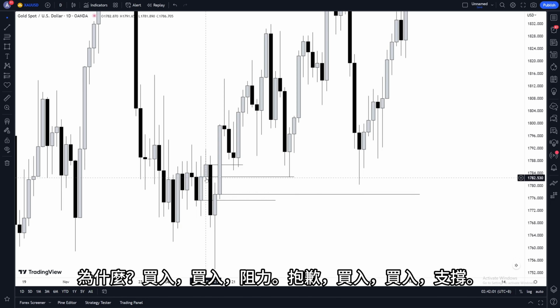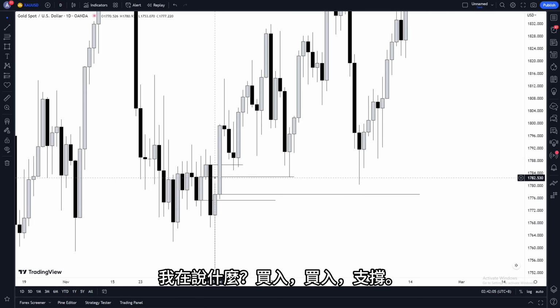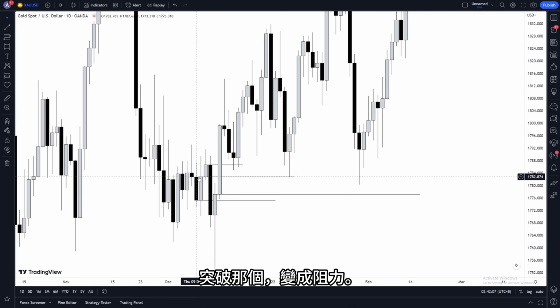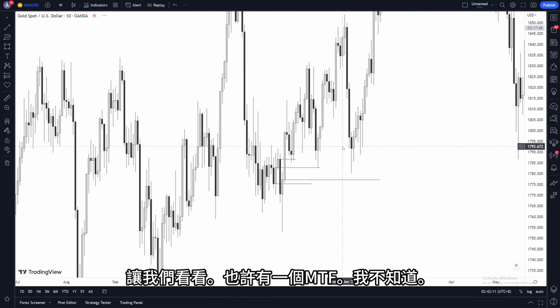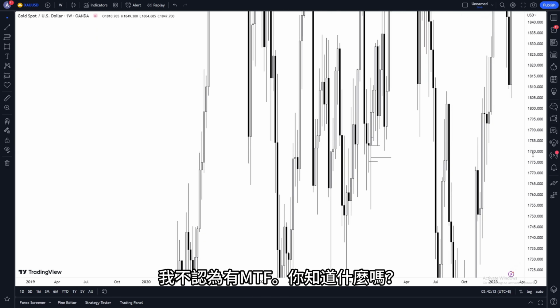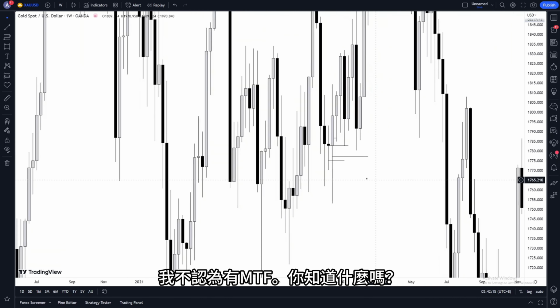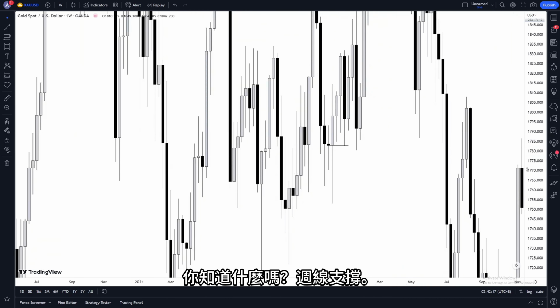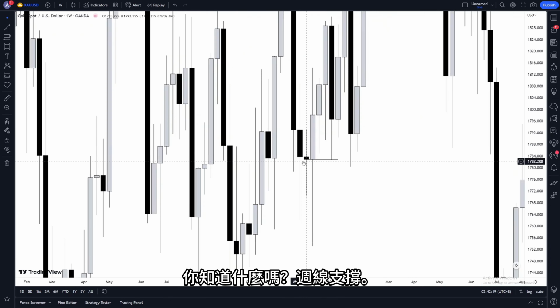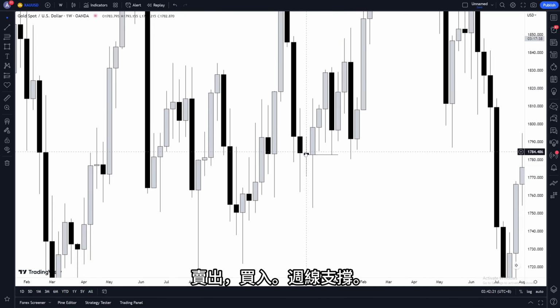Why? Buy resistance. Sorry, buy support. What am I saying? Buy support. Breaks that, becomes resistance. Breaks that, becomes support. Let's see, maybe there's an MTF. I don't think there's an MTF. What do you know? Weekly support. Sell, buy. Weekly support.